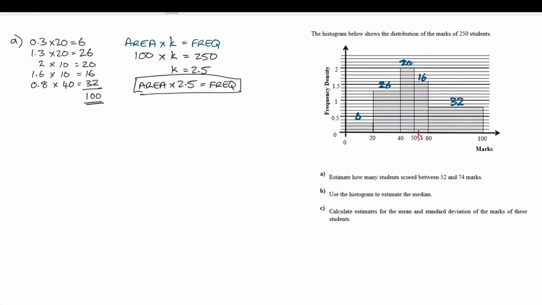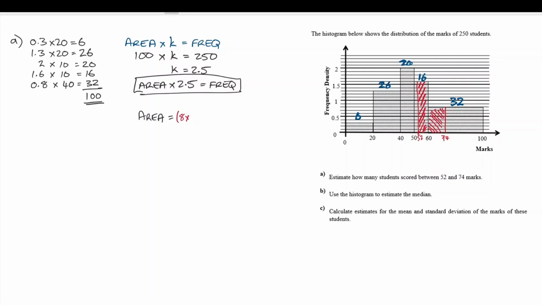Okay, now we have that. Can we go ahead and find out how many students scored between 52 and 74? So on the diagram, I'm just going to shade 52 to 74. So it's this red shaded area. What's the numerical value of that red shaded area?